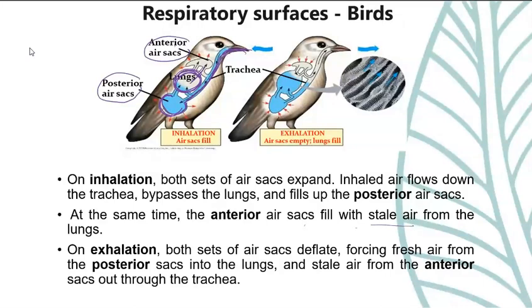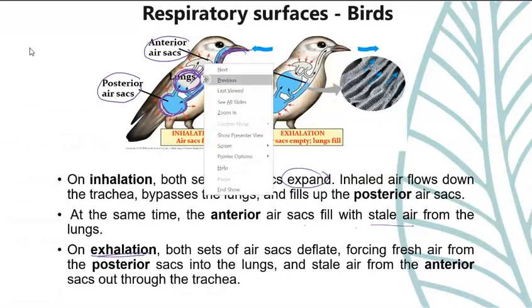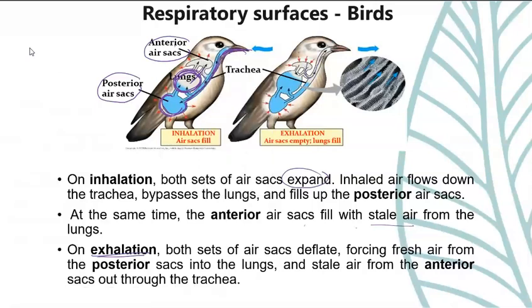Okay, so during inhalation, both air sac will expand. Cuma kalau posterior, it is filled with fresh air. Tapi kalau anterior, it is filled with stale air from the lungs. So that is inhalation. Tapi kalau exhalation, both air sac deflate, kan? Dia akan mengecut, and then this causes the stale air to be removed keluar, okay, through the nostril, and then fresh air to be pushed into the lung. Okay, so exhalation, both sets of air sac deflate, forcing fresh air from the posterior into the lungs, stale air from the anterior out through the trachea.